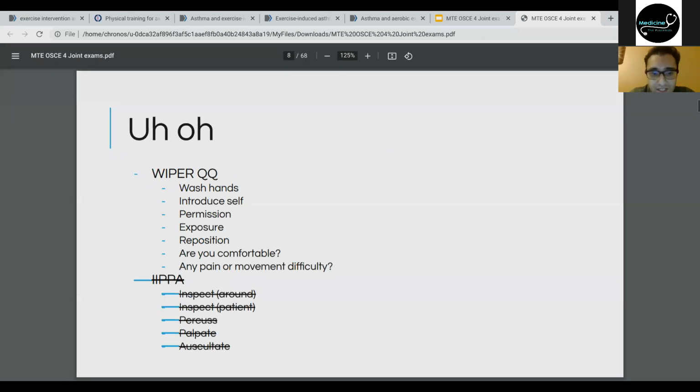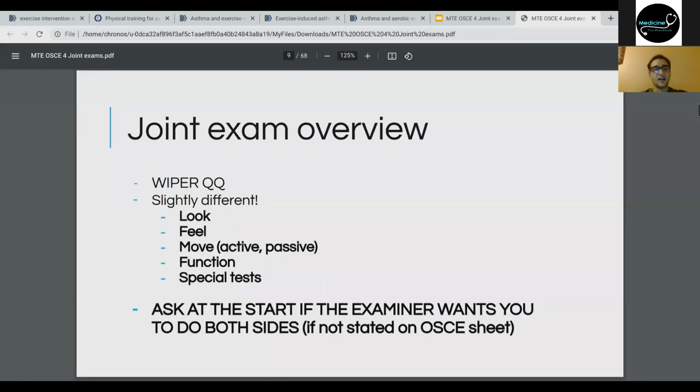So what do we do instead? So the framework for a good joint exam in any joint is looking around the joint. You're going to feel around that joint space, move that joint through all of its active directions, and also move it passively. Functional tests, which are going to be specific to how that person uses that joint on a daily basis, and then special tests, which are going to test for specific pathology.